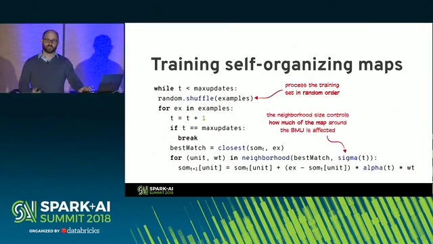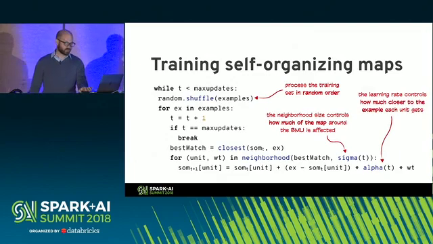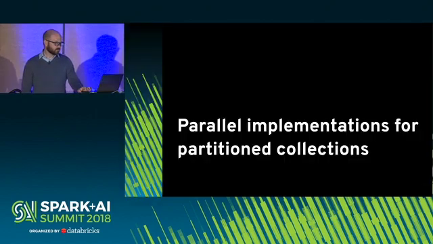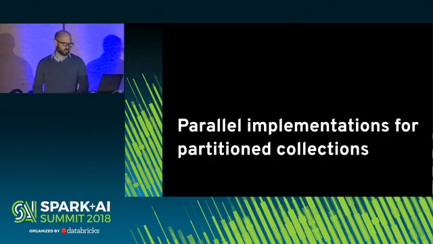The neighborhood size controls how much of the map around the best matching unit is affected by any particular example, and the learning rate controls how much closer to the example the affected area will get. We thus update the map by bringing the neighborhood of the best matching unit for each example slightly closer to the example under consideration. So I hope that code is pretty easy to understand at least at a high level, but it isn't immediately clear how we could implement it in parallel.